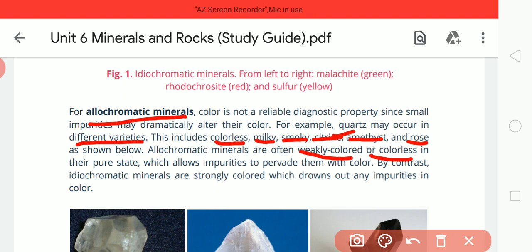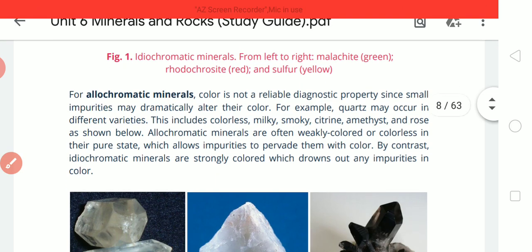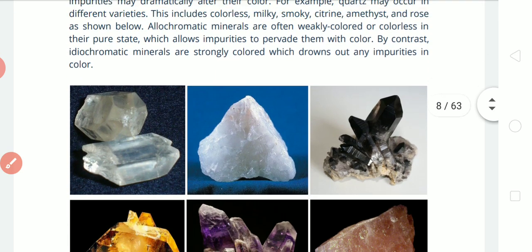On the other hand, the allochromatic minerals are the ones which are very sensitive. Kasi nga, kahit na konting impurities lang yung ilagay mo or accidentally nahaluan siya ng impurities, then their color will vary. So this one is an example of allochromatic minerals, which is quartz.